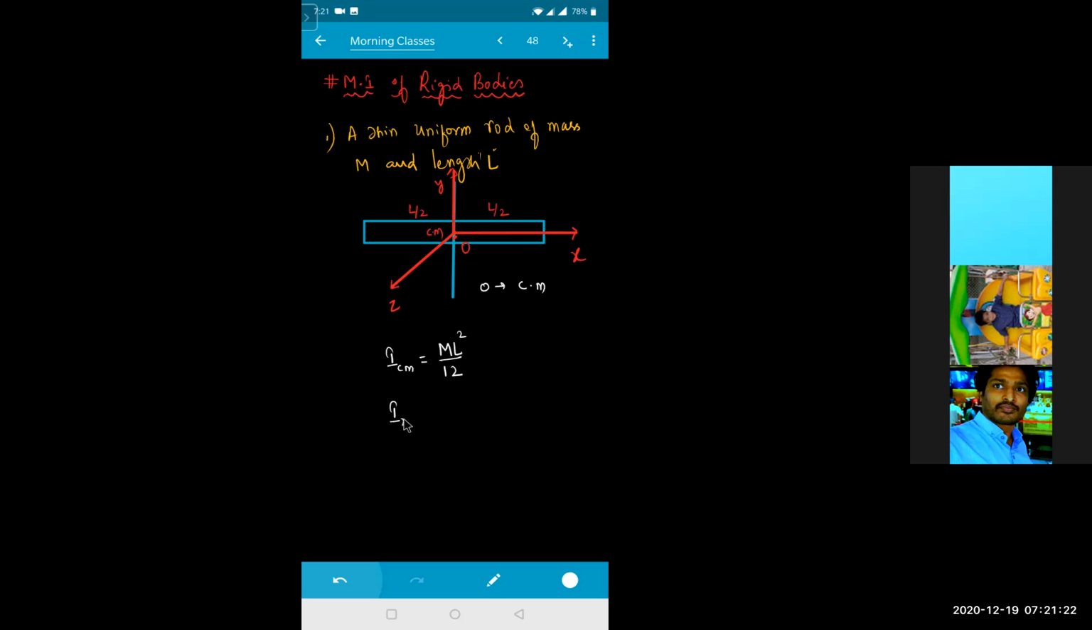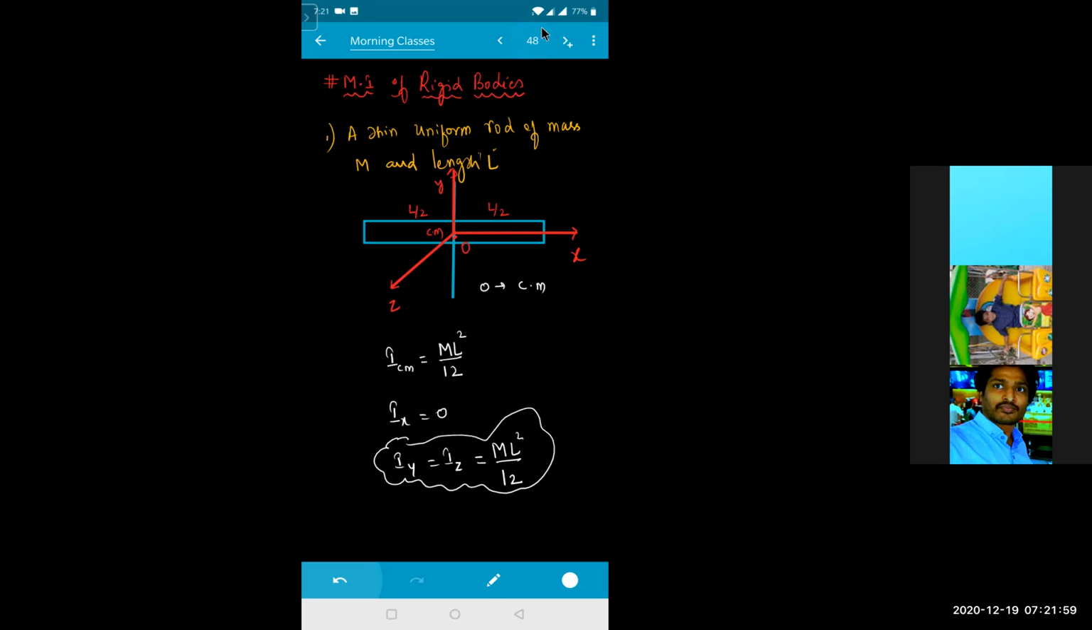Moment of inertia along your x-axis is 0. Moment of inertia along your y-axis is equal to your Iz, and that will be equal to m into L square by 12. So the moment of inertia of your thin rod when the axis is passing through the center and perpendicular to the plane, Iy or Iz, will be equal to ML square by 12. Isn't it? About an axis which is passing perpendicular to the plane, that is the relation.